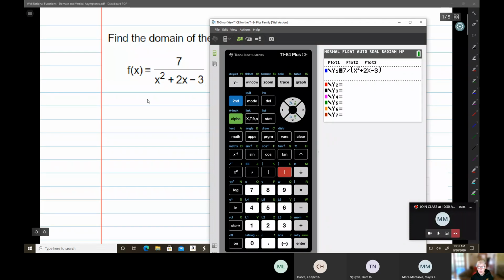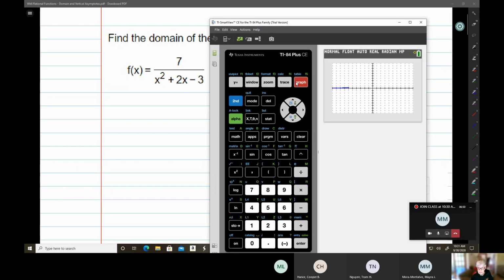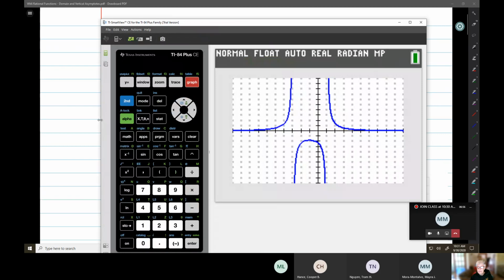Now, I am going to graph. That is a very, very typical graph of a rational function. And that's what we're doing today. We're starting the whole process of graphing.